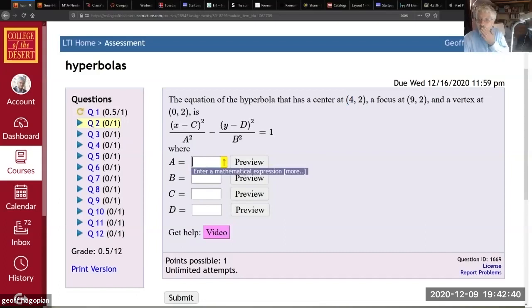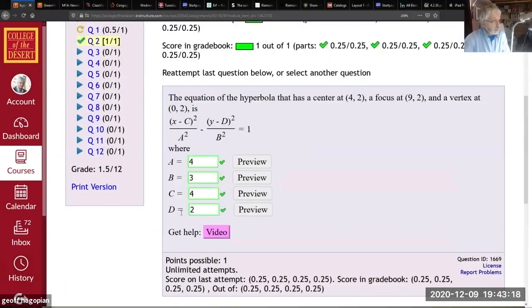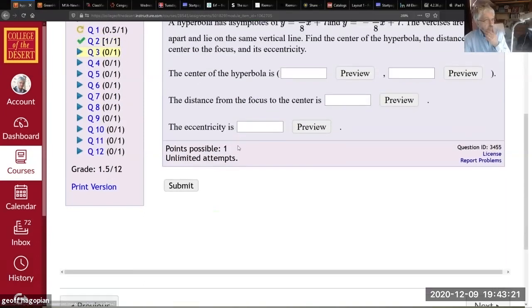So we have A is a capital A, right? I typically write a lowercase a for that, but that's all right. B, which I usually write a lowercase b for, is 3. C is the x coordinate of the center, right? And that's 4. And the y coordinate of the center is 2. And resistance is futile. Green checks, finally. Moving on.